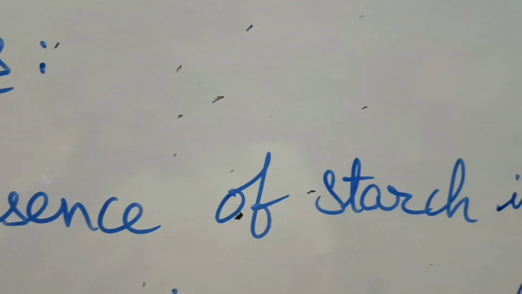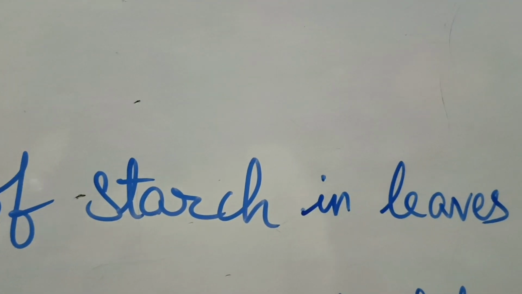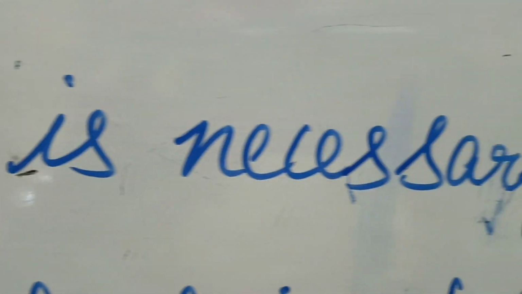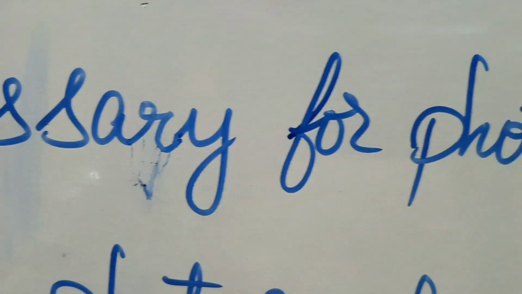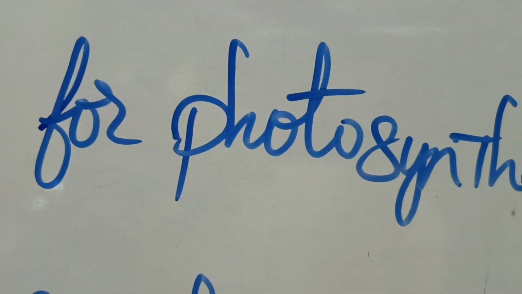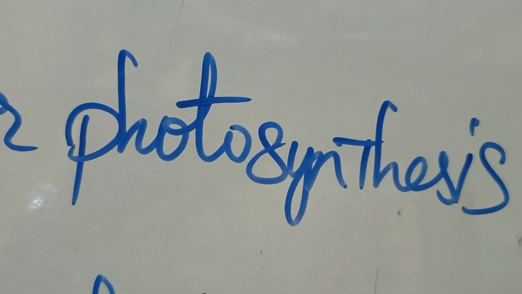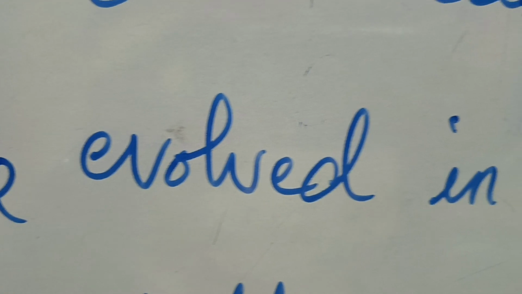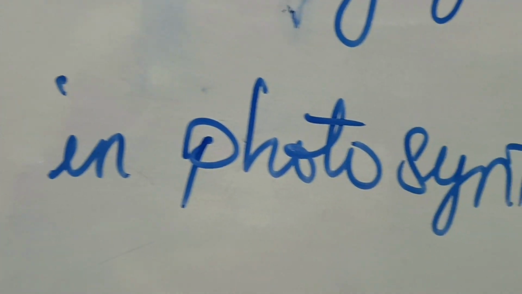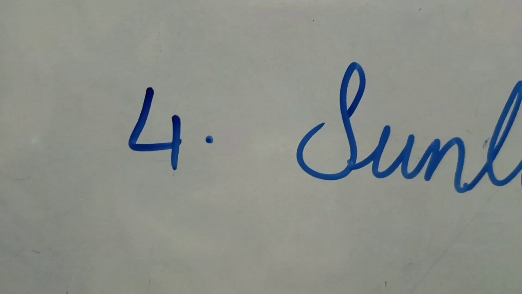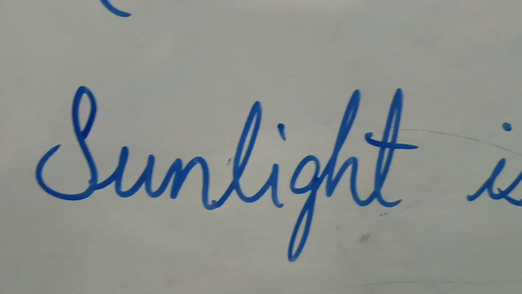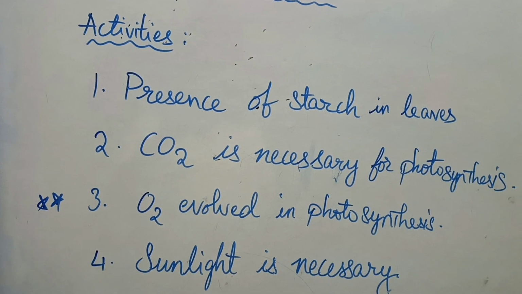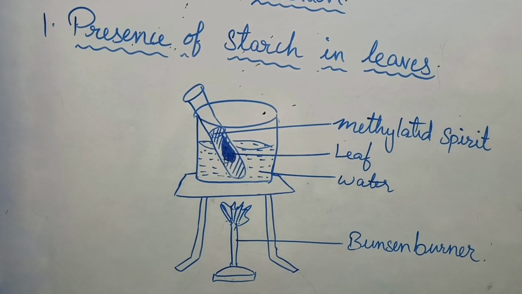In this, the first one is to prove the presence of starch in the leaves. This experiment is to test that. And the second one is that carbon dioxide is necessary for photosynthesis. This is the second experiment. And coming to the third experiment, it is the most important one. It is a lab activity too, that oxygen is evolved in photosynthesis. This proves that oxygen is evolved. Coming to the fourth one, sunlight is necessary. These are the 4 activities which are there in this.